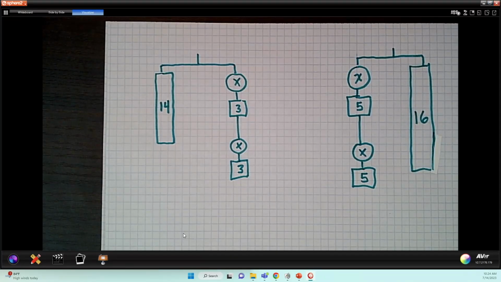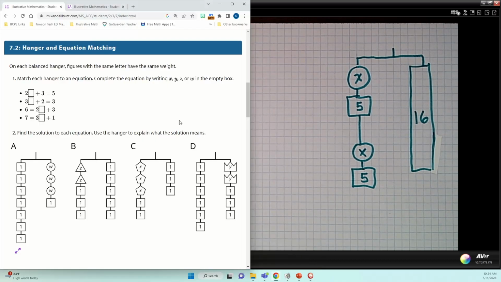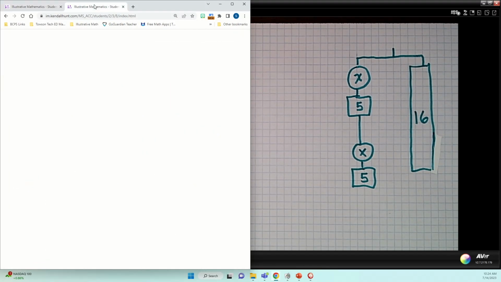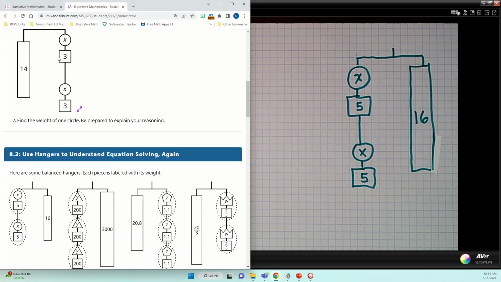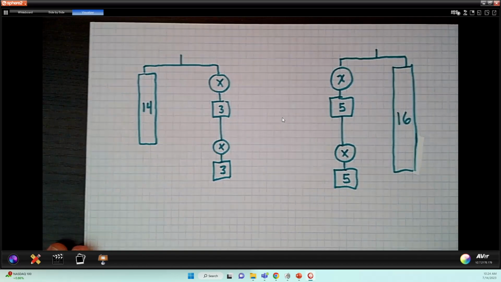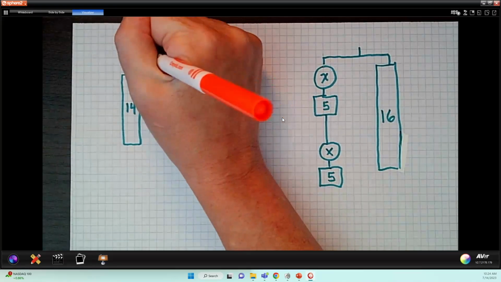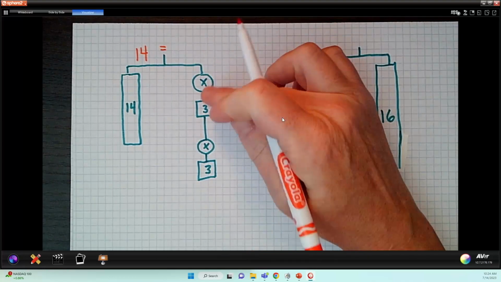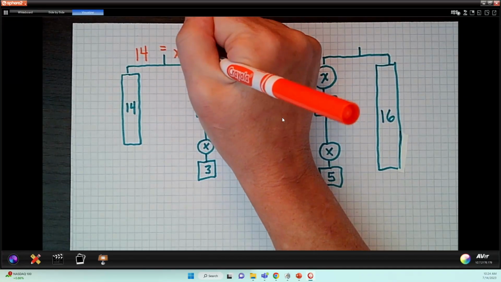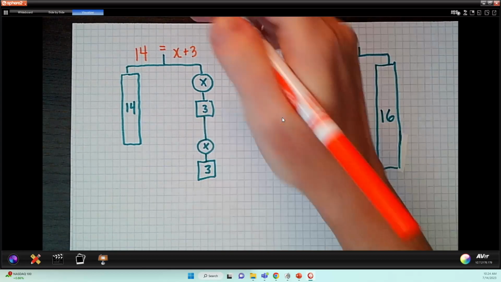In this example, I'm getting from the lesson 8. So if I click over here to lesson 8, we're going to look at how we can use the distributive property and write equations using the hanger balances. So I'm just going to do 2 of them here. And I have a 14 on this side. And on the other side, I have an x and a 3. And another x and a 3.